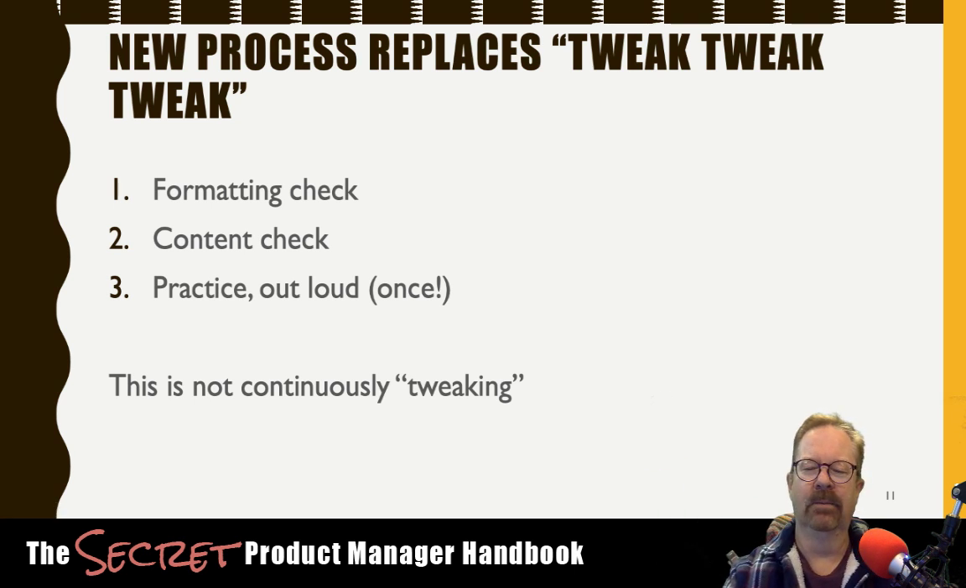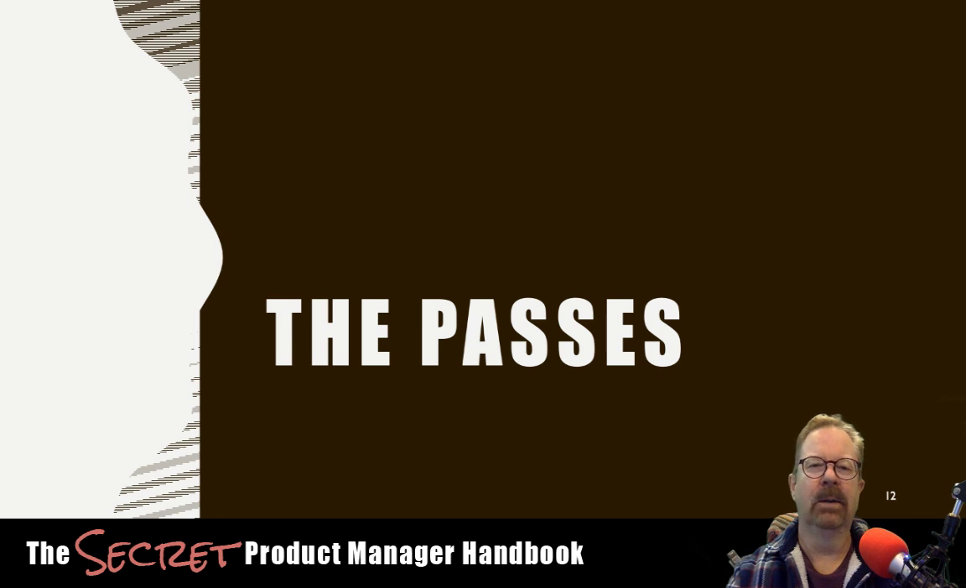I'm going to replace that tweak with specific steps. So three specific steps: the formatting check, the content check, and the practice. At least one practice out loud. And you can see how this is different from continuously tweaking. It's more organized, it's more structured, and it ends up with, I think, a better outcome that looks more beautiful. So let's talk about these things.